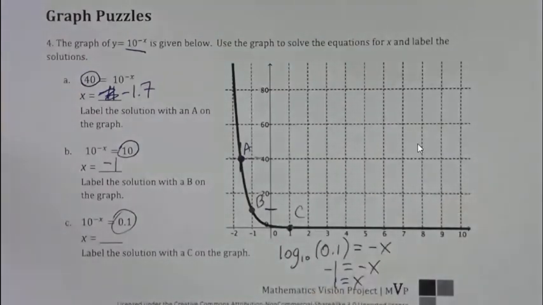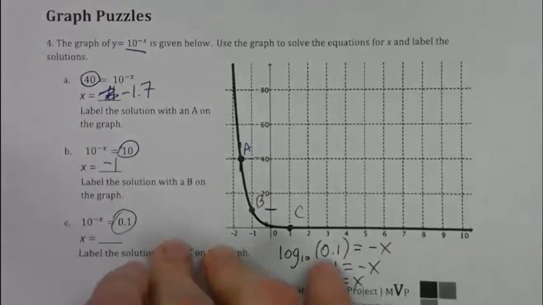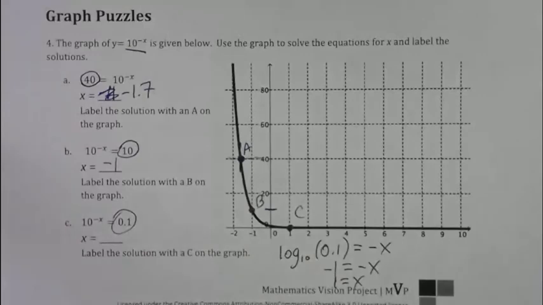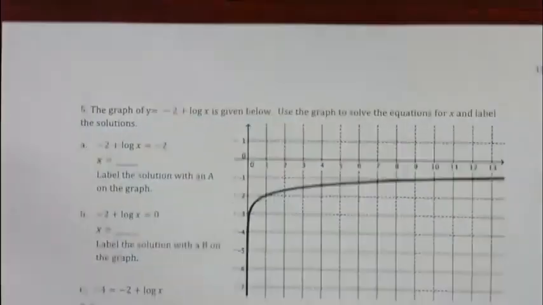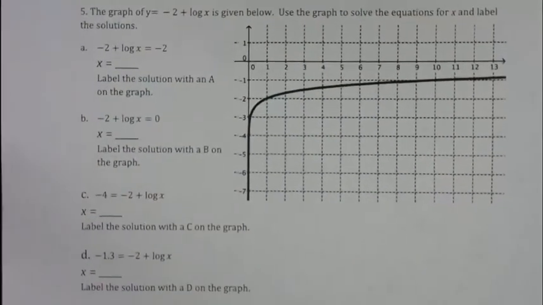If you graphed this equation right here in Desmos or on your graphing calculator, you'd be able to be a little bit more accurate. So that's our first graphing puzzle done right there. You kind of see how it's reducing with our y value from 40 down to 10 down to 0.1. Moving onwards, we now have a new graphing puzzle here.